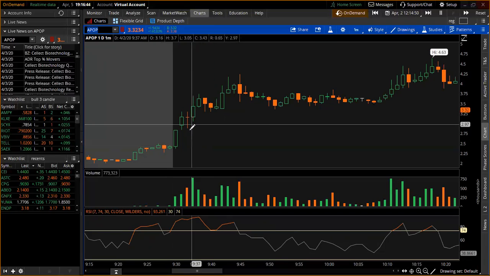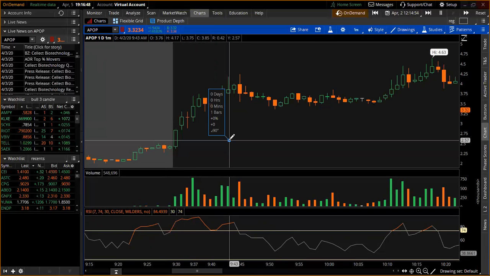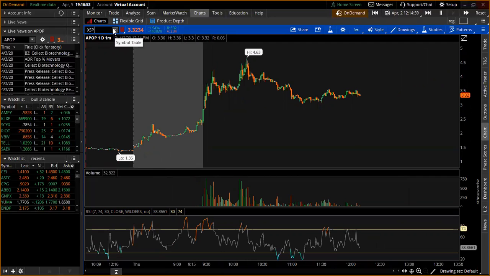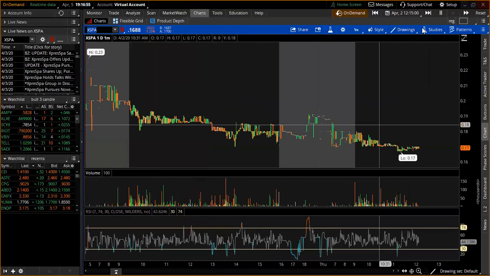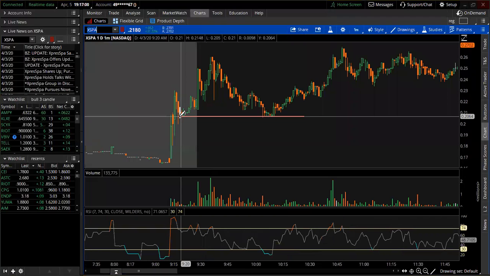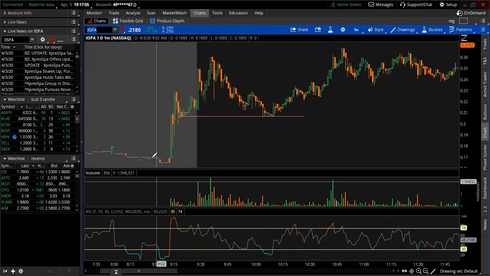So it really comes down to your personality, getting used to what type of plays you like. We tend to look for support areas using the pre-market and stuff. And sometimes I don't understand the support.